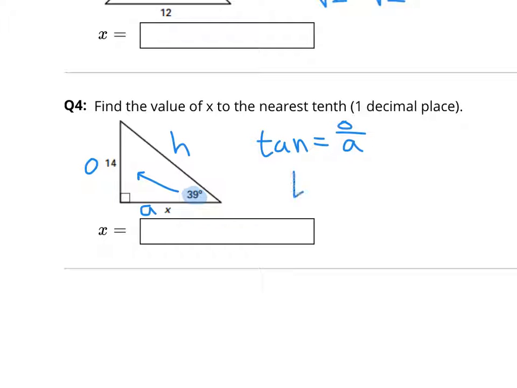So you need to go tangent of 39 equals 14 opposite over x. And you need to solve for x. Remember, this is divided by x, so you need to multiply both sides by x first, and then you're going to divide by tangent of 39.